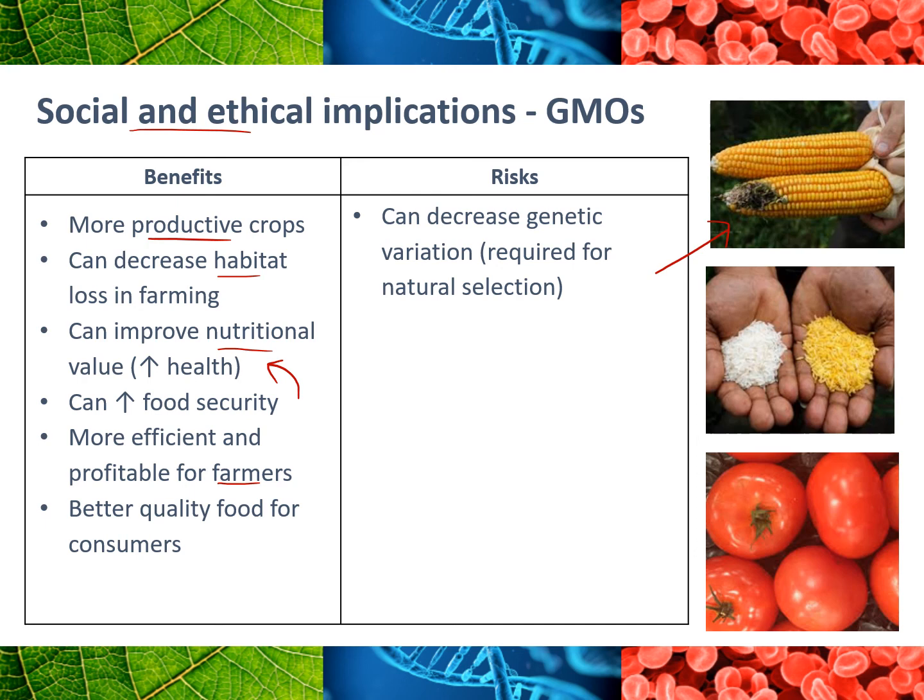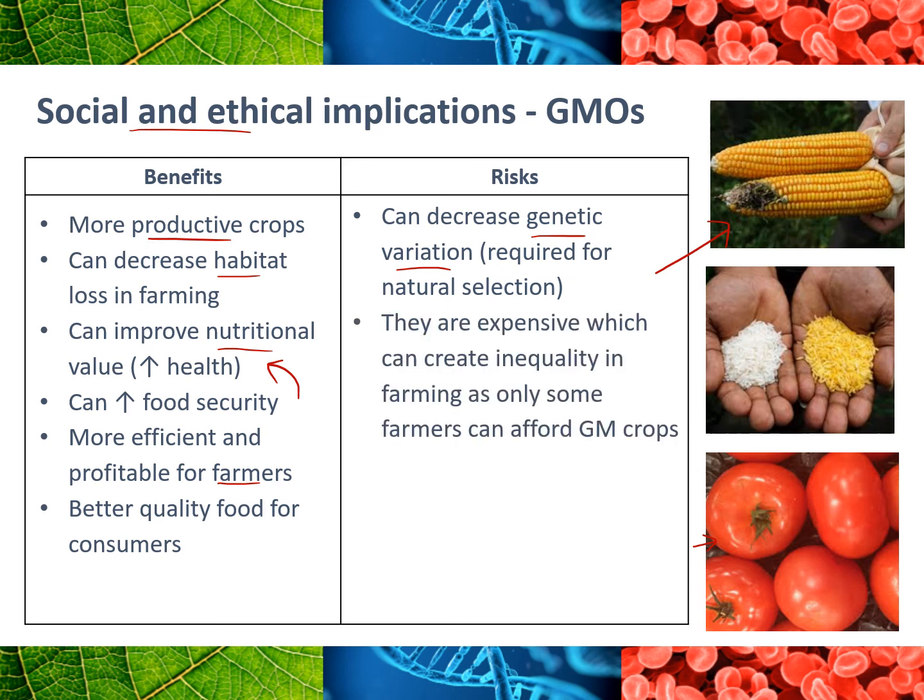But there are also risks. So again, it's decreasing that genetic variation. Okay, so we don't know if you remove a gene for ripening, that might also remove the gene that protects these tomatoes from certain pathogens. And so if there is a viral outbreak, that could mean that entire crop gets destroyed. So the more we mess around with DNA, the less we know about what we're doing.